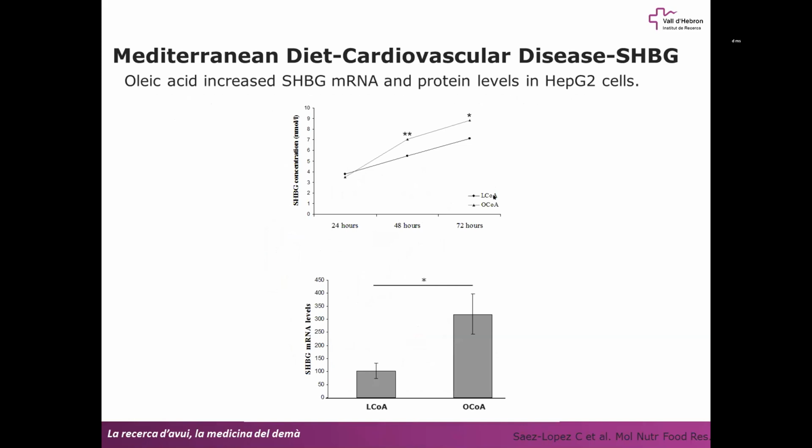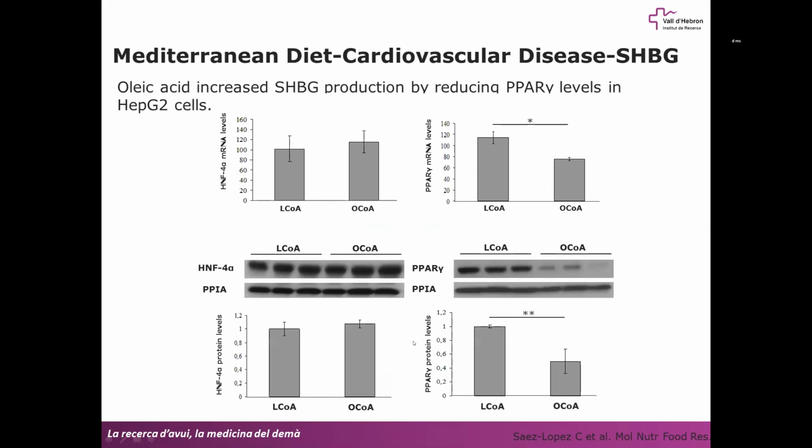Then we went back to the lab, and we give to our in vitro model linoleic acid or oleic acid, and we see that oleic acid increases the SHBG production from the liver, also the protein and mRNA levels. And when we checked the molecular mechanism, we saw that the olive oil consumption decreases the PPAR gamma RNA and protein levels. So that's why you have an increase in SHBG production.